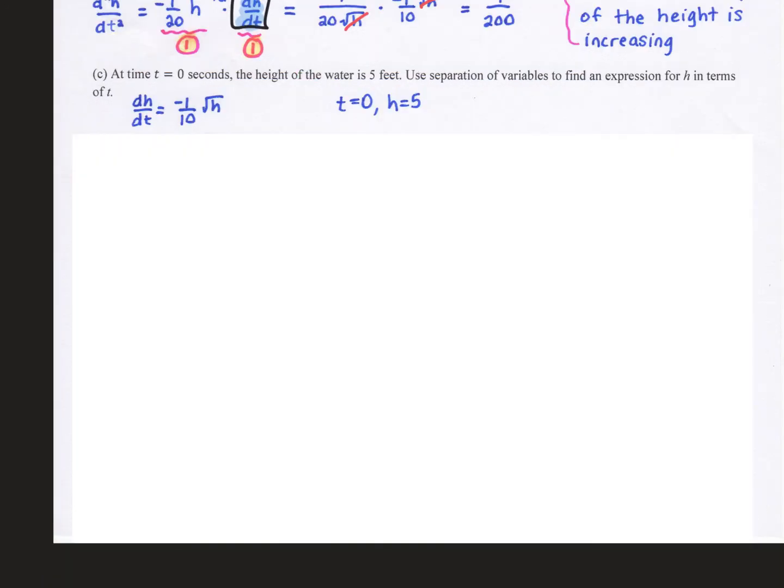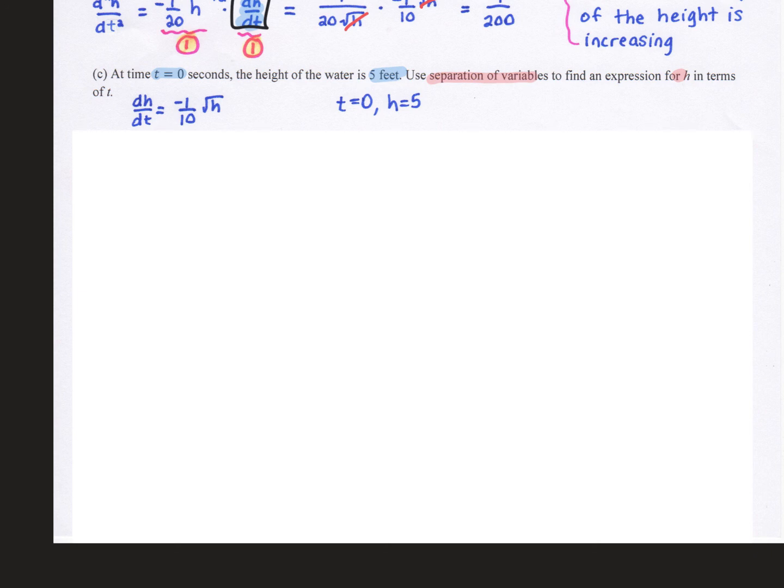I think part C will feel more familiar to you. So this is saying to use separation of variables to find an expression for h in terms of t, and I have an initial condition: when t equals 0, the height of the water h is 5. So I'm going to start with my dH/dt, and go through that process of separate the variables, integrate, solve for c, and then solve for h in this case.